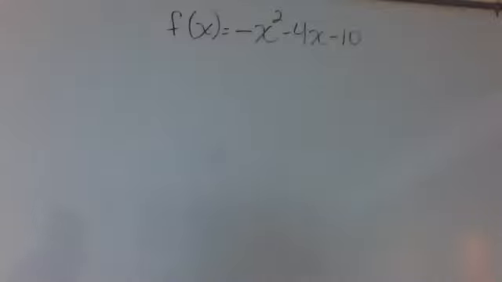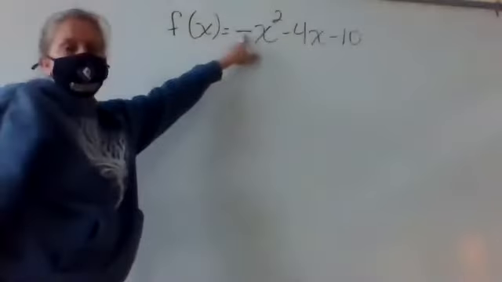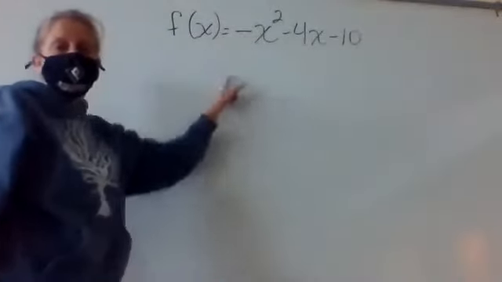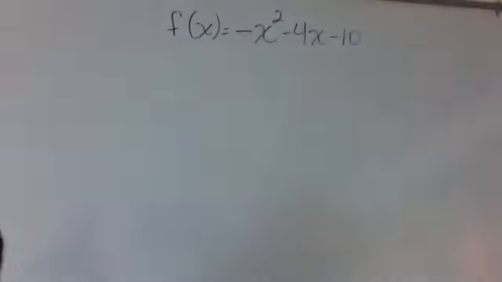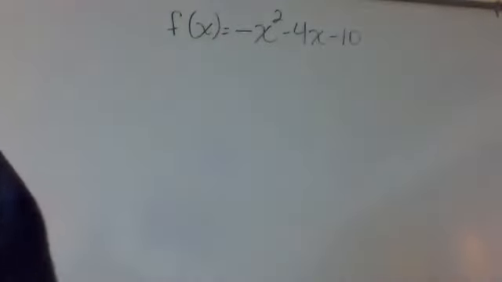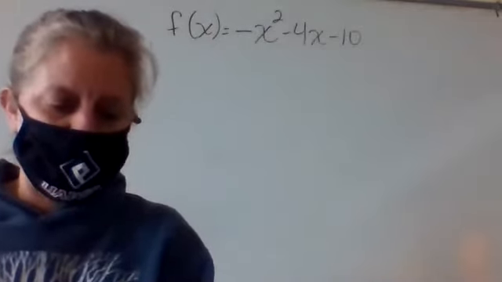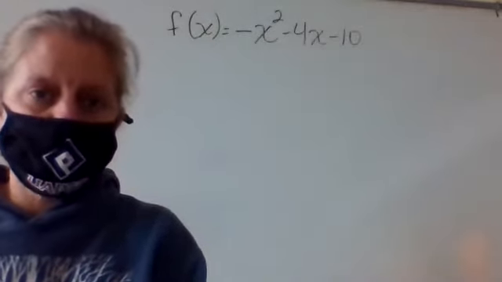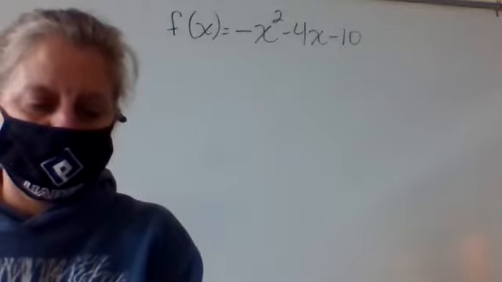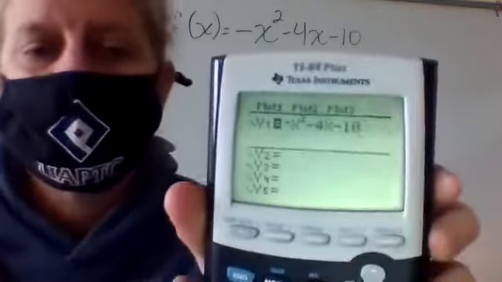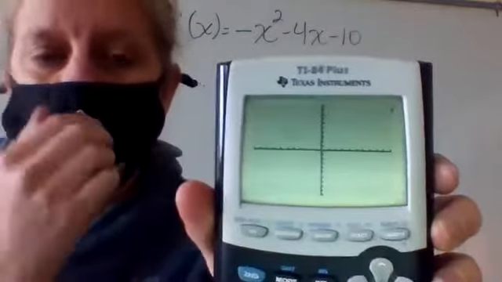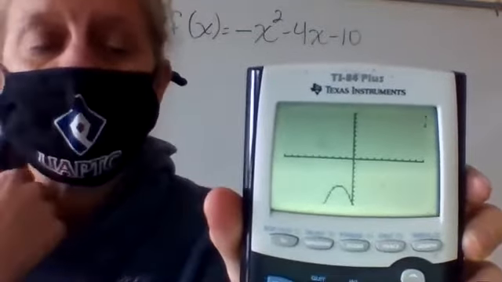So I'm going to put this one in my calculator. This one's going to be upside down, right? What's making it turn upside down? This negative. So this one's going to be an upside down parabola. So let's put that in our y equals: negative x squared minus 4x minus 10. And then graph it. There's our upside down parabola.